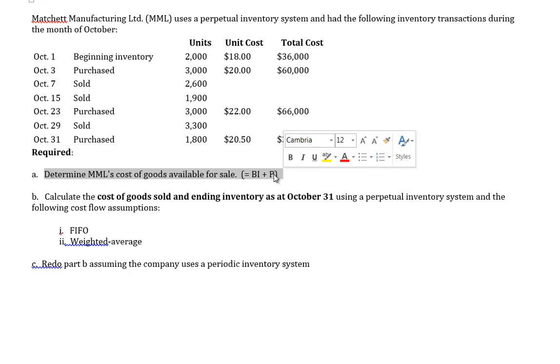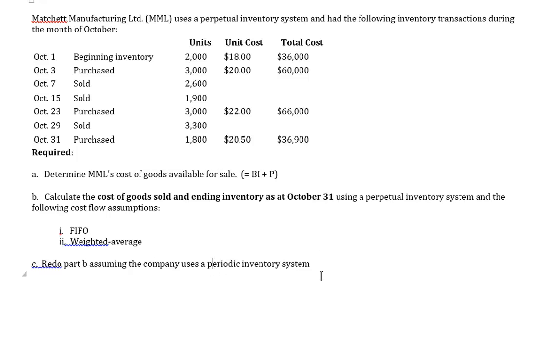So that's why in part A, I think it's important that you know the cost of goods available for sale is not going to be different under a perpetual or a periodic system, and it's not going to be different under FIFO or weighted average. So this piece kind of stands on its own. So that's where we're going to start.